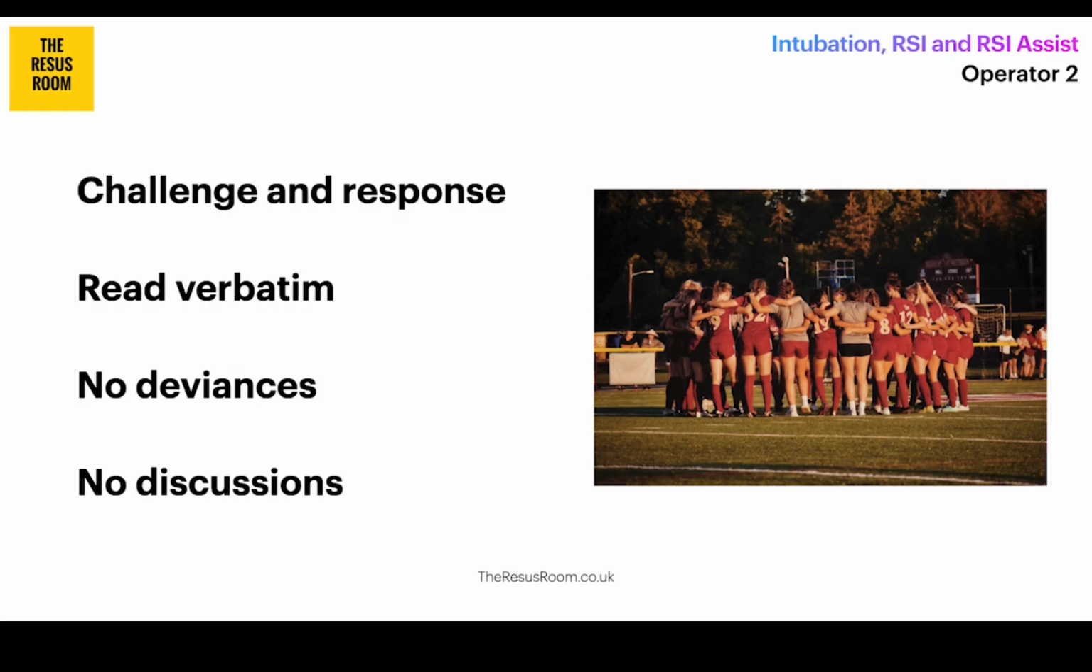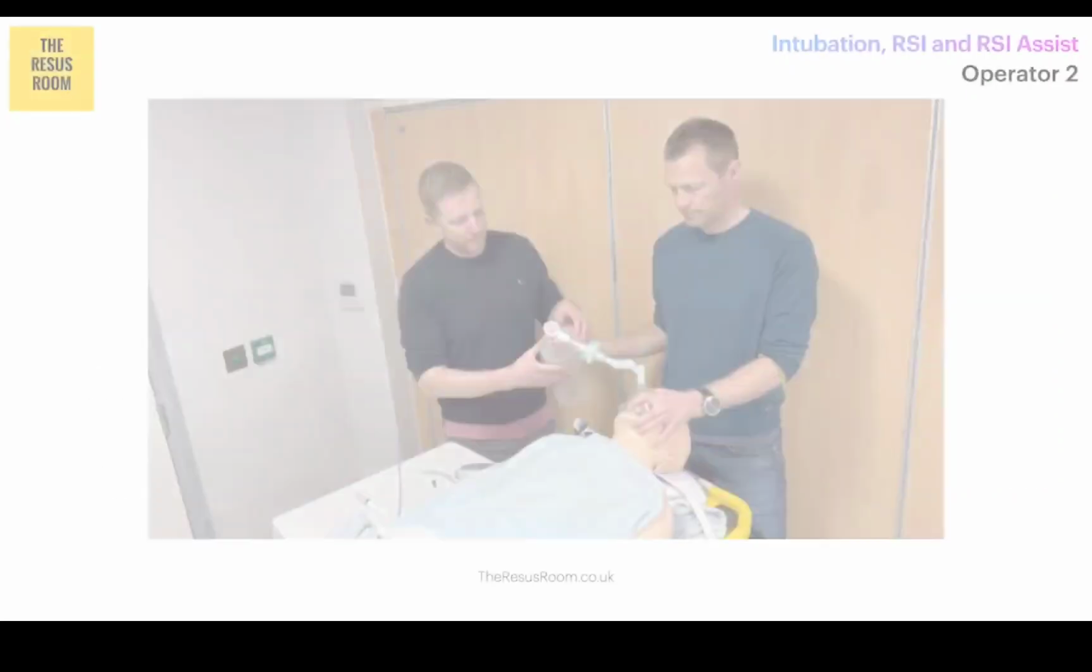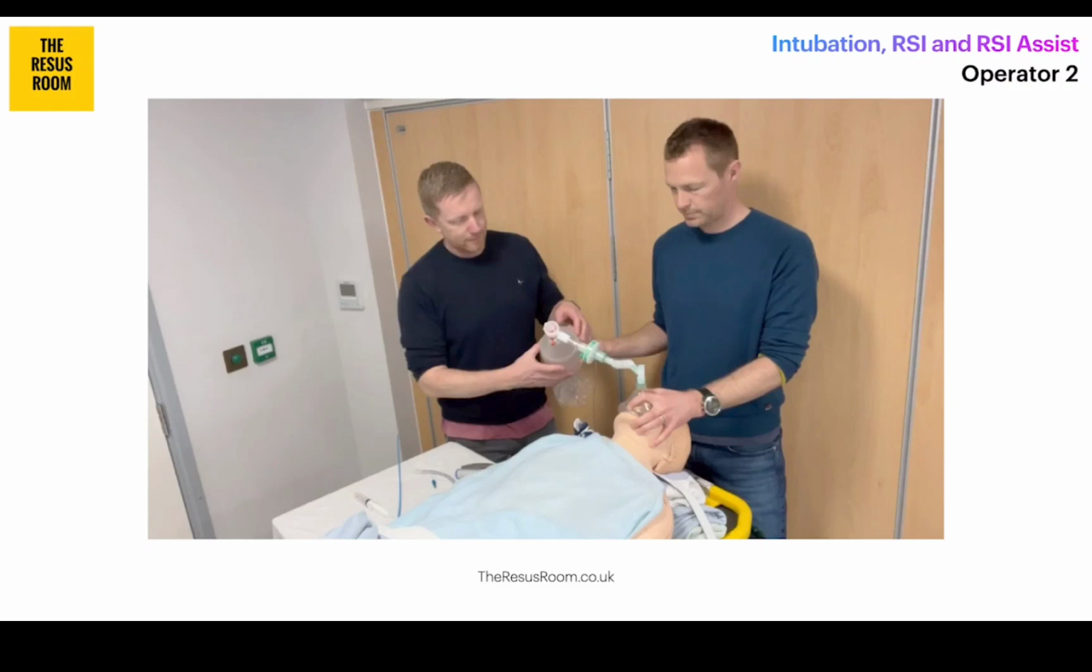For example, patient positioning optimized, check. Laryngoscope present, check. There shouldn't be any discussions at this point. The checklist is there as a safety net to ensure that everything is present and correct. And any discrepancies or items that have been forgotten should result in the checklist being stopped or paused whilst that anomaly is corrected. And I think Operator 2 can play a very important role in keeping that checklist procedure on track. Okay, so on to the intubation.